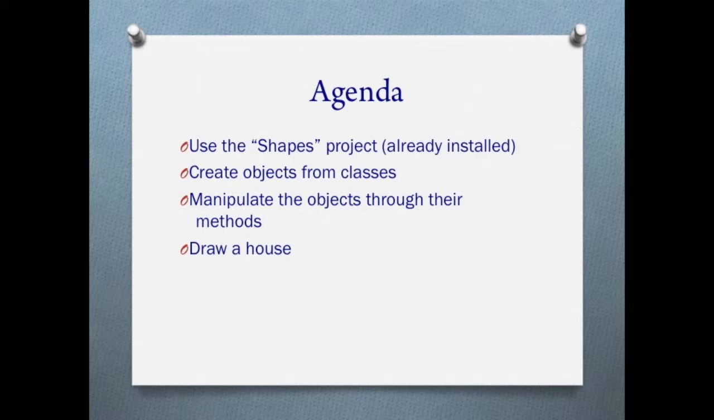We're then going to manipulate those objects through their methods, and I'm going to draw a house, but you are going to draw something else for your lab. Okay? So this is how this works. Let me get to BlueJ.